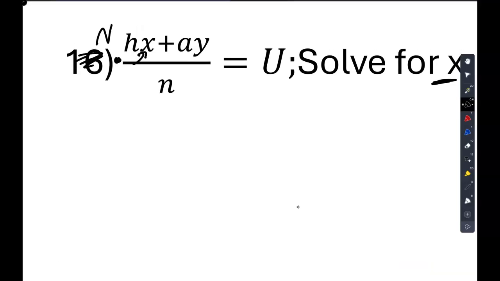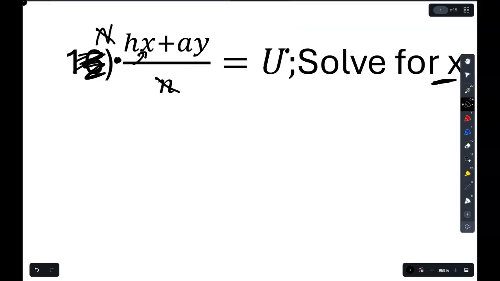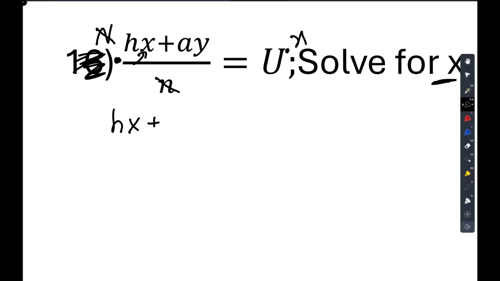Don't let this number throw you off. You're multiplying by n on both sides, so this can cancel out. So you're going to take the u and multiply it by n. I'm going to write it as a lowercase like they got. So this will cancel out. That's going to leave you hx plus ay is equal to u times n.